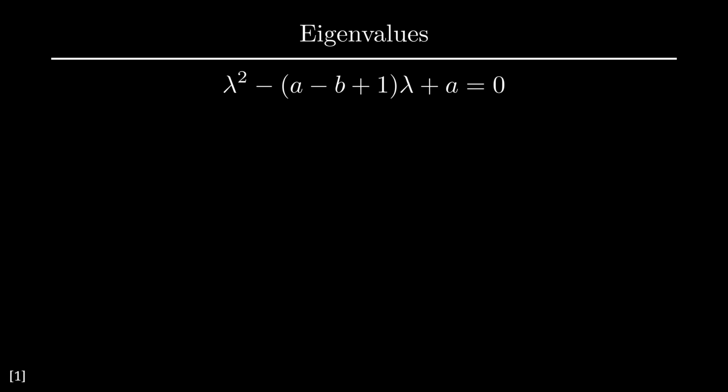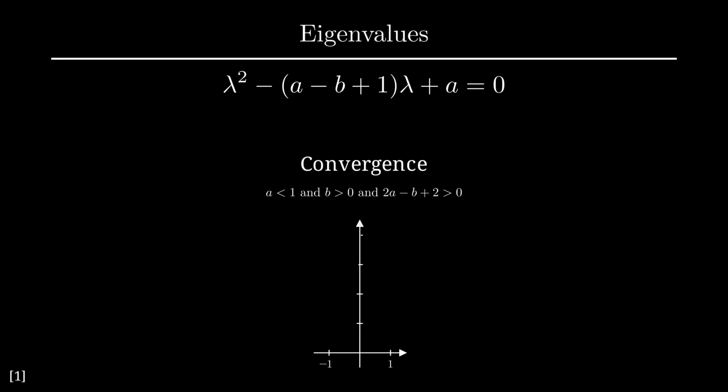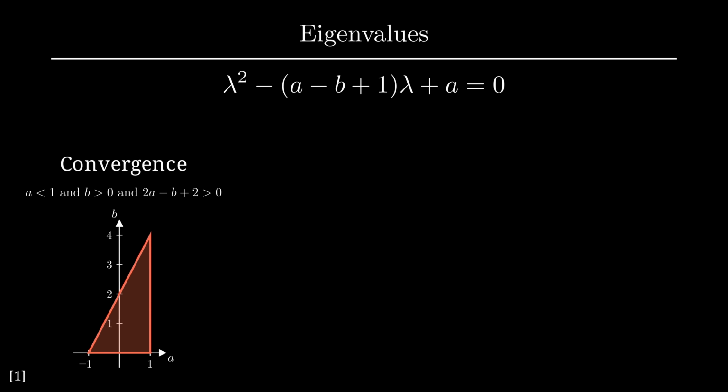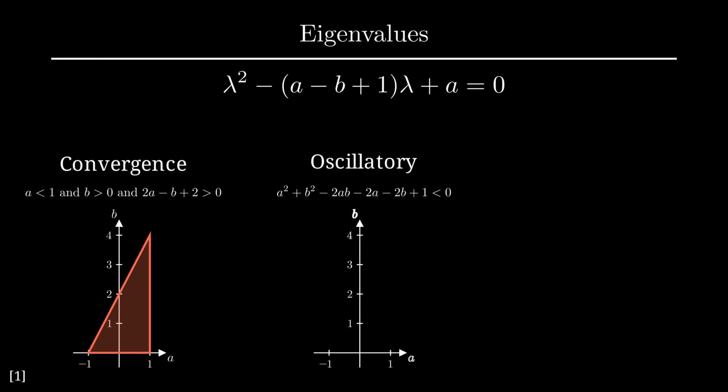When both eigenvalues have a magnitude less than 1, the system will eventually converge. This is exactly the case when the following conditions are met. We can visualize them as this. So as long as a and b land in this triangle, the particles will converge, no matter the initial position and velocity. Additionally, when the two eigenvalues are complex, we will see harmonic oscillations. This is equivalent to the following condition. Again, we can visualize it like this. So if the parameters fall inside of this area, they will oscillate around the equilibrium.